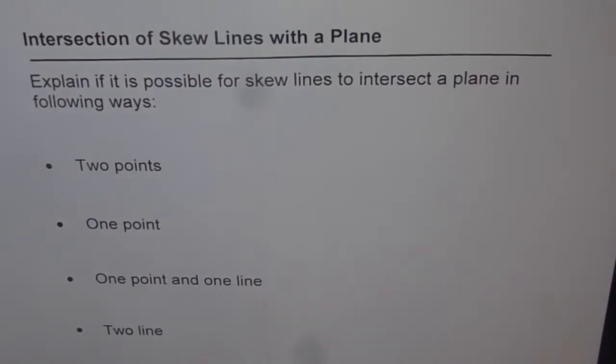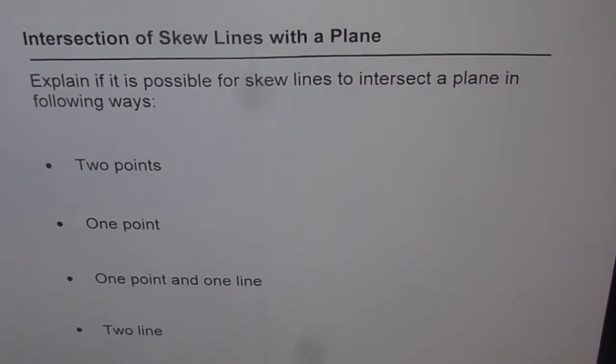Intersection of skew lines with a plane. This question is extremely important for you to understand. The question here is, explain if it is possible for skew lines to intersect a plane in the following ways. So the number of ways are 2 points, 1 point, 1 point and 1 line, and 2 lines, right?